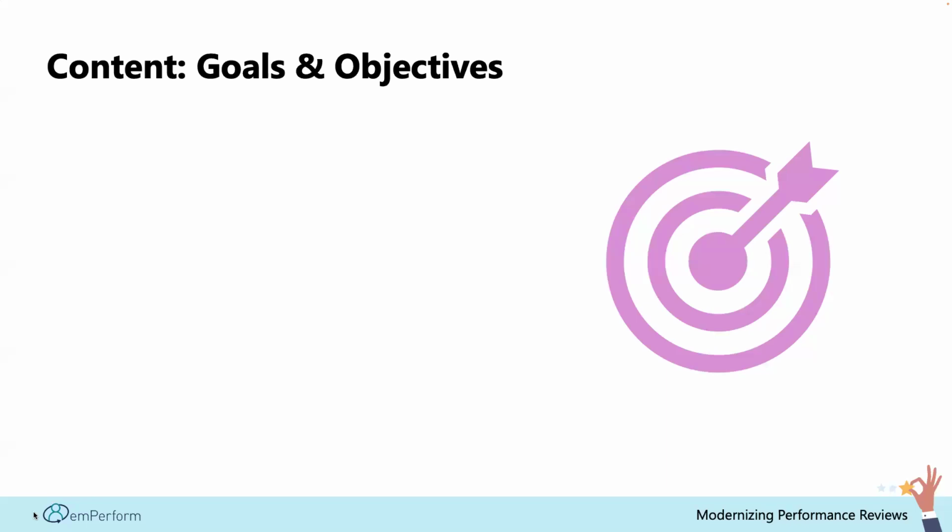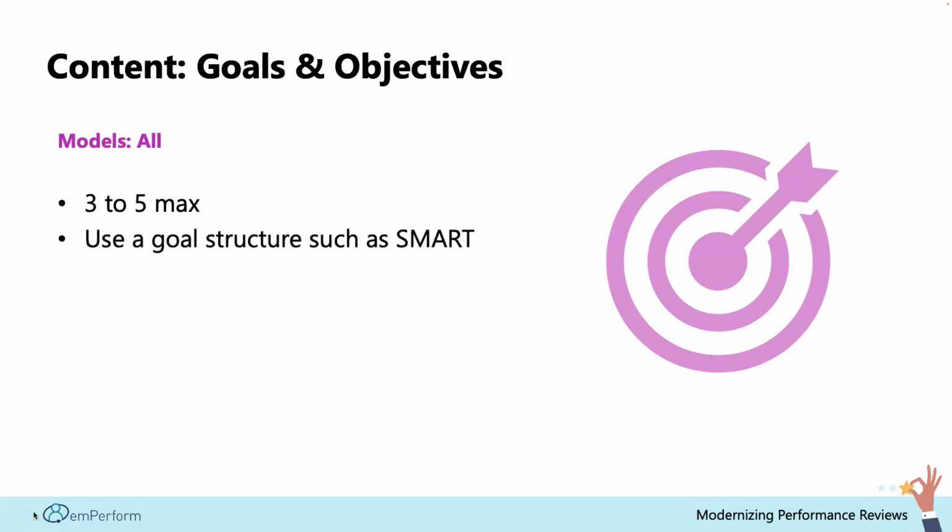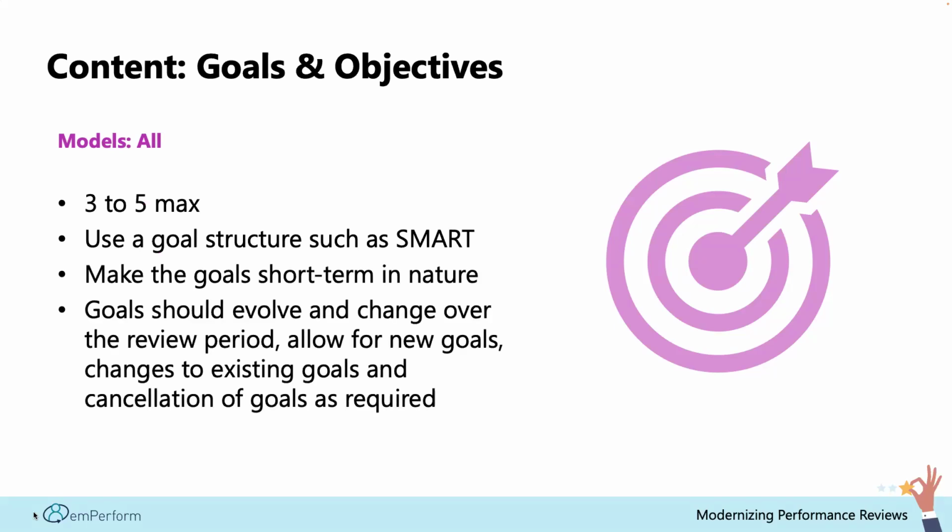First, on goals and objectives, right? This is a foundational area in all performance reviews. It applies to all models. And the advice we usually give here is 3 to 5 short-term objectives using a goal structure such as the SMART goal structure. Again, making them short-term in nature and allowing the goals to evolve or change over the review period. Meaning that if we're on an annual process and I set a goal at the beginning of the year, it could be deferred, changed, updated, or canceled 3 months later, right? And we have to allow for that to happen.